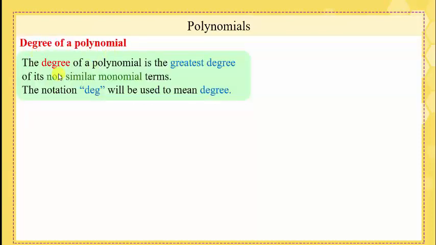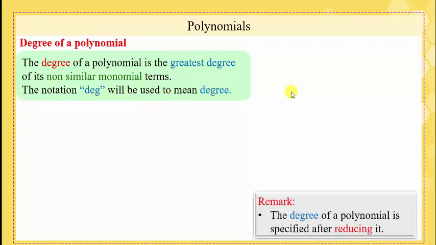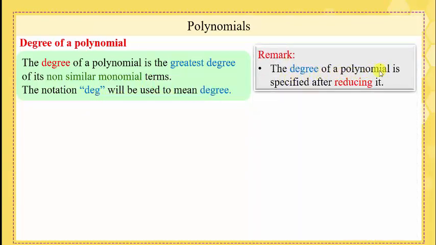Degree of a polynomial. The degree of a polynomial is the greatest degree of its non-similar monomial terms. The notation deg will be used to mean degree. Pay attention. The degree of a polynomial is specified after reducing it.